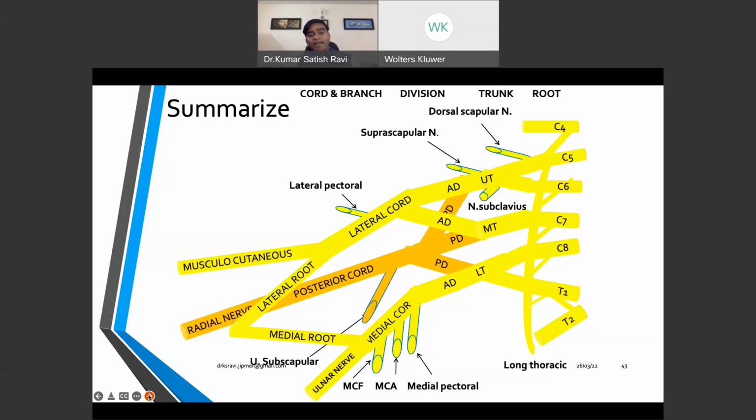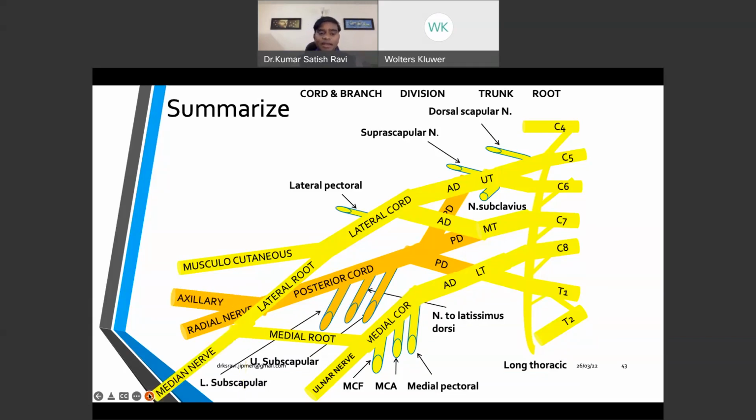Then we have the branches from the posterior cord of the brachial plexus, that is the upper subscapular, you can see. Then we have the nerve to latissimus dorsi. Then we have the lower subscapular. We have the axillary nerve and the radial nerve. So these are the 5 branches from the posterior cord of the brachial plexus, right?